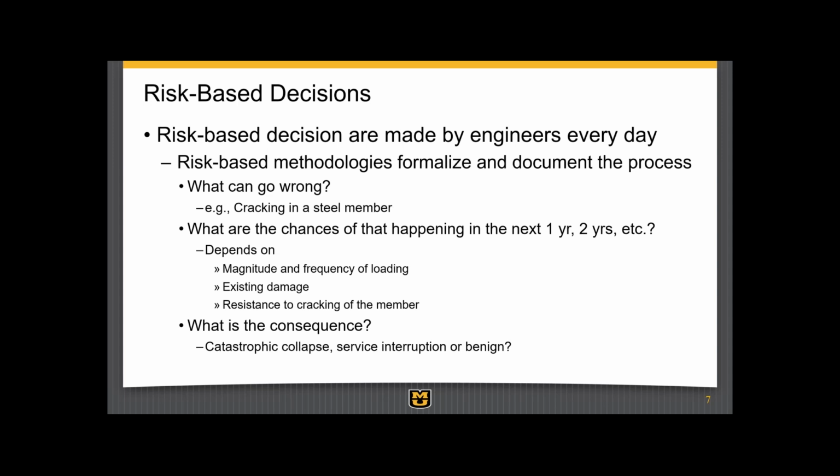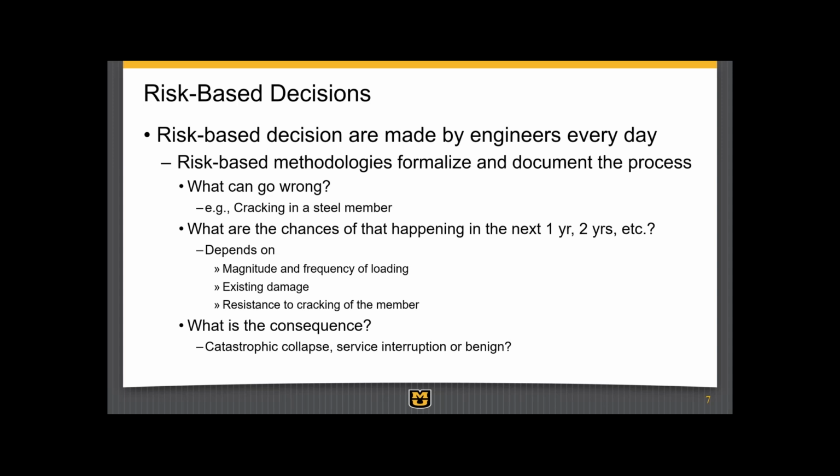We may not formally consider specifically the likelihood of something happening and what its consequence might be, but informally we do, just in the decisions we make about what bridges ought to be repaired, what bridges ought to be rehabilitated, and things like that. How important is this particular damage in this particular bridge? It really shakes out to just a couple of basic questions.